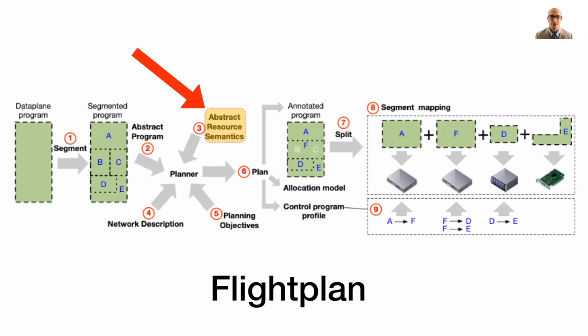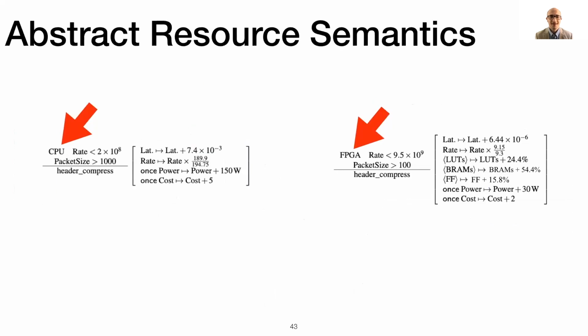Just as the previous abstraction was used to reason about programs, this next abstraction is used to reason about the capabilities of different hardware. I'm showing you here 2 examples of rules that we use in our research. The paper goes into full detail about how these rules are generated and interpreted. The main takeaway here is that the formalism we're using is able to capture the capabilities of heterogeneous hardware.